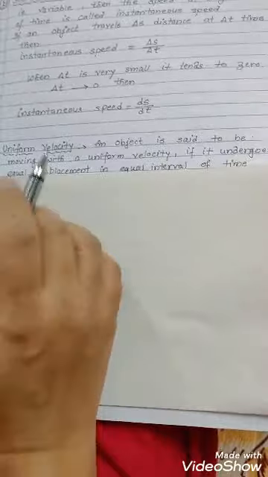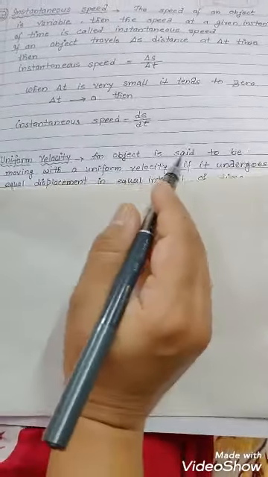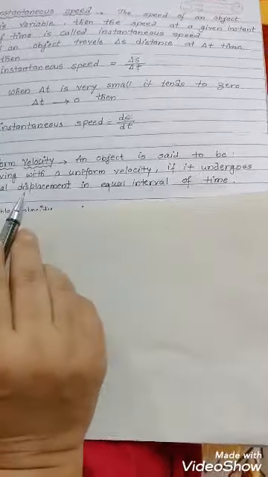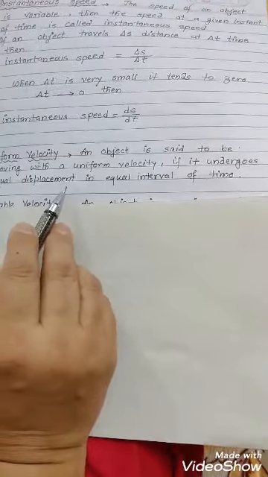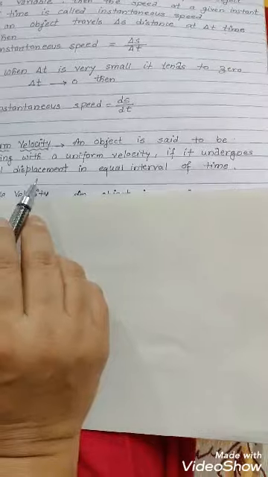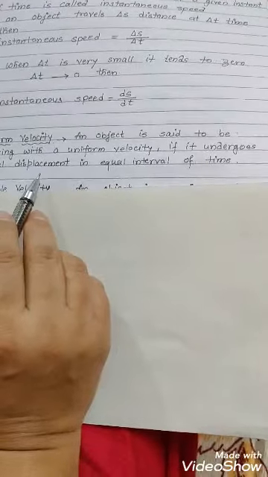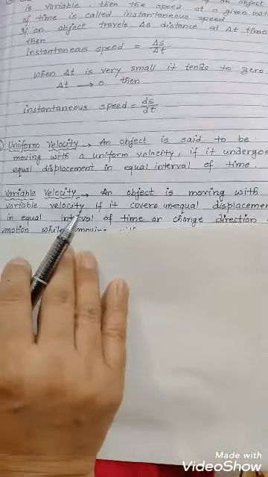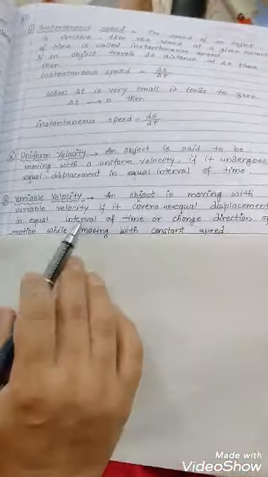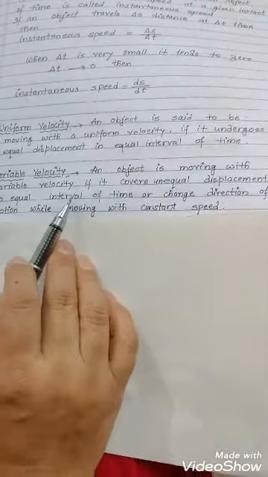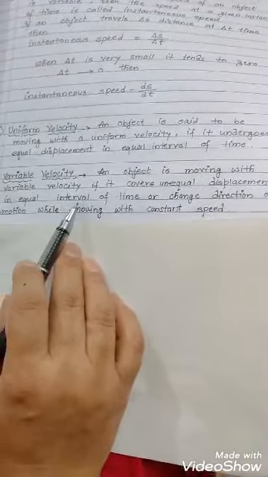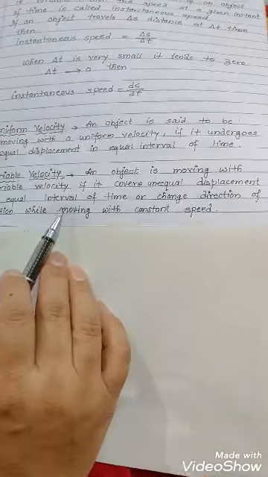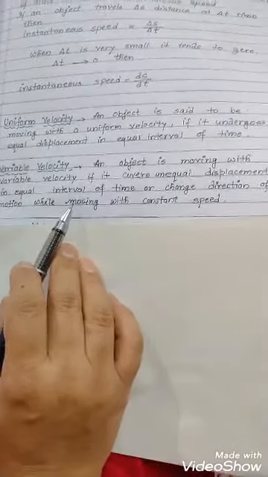Only distance and displacement in the case of speed and velocity. Now uniform velocity: an object is said to be moving with a uniform velocity if it undergoes equal displacement in equal intervals of time. This time we have written equal displacement, not distance. Okay. Variable velocity is what? An object is moving with variable velocity if it covers unequal displacement in equal intervals of time, or changes direction of motion while moving with constant speed.